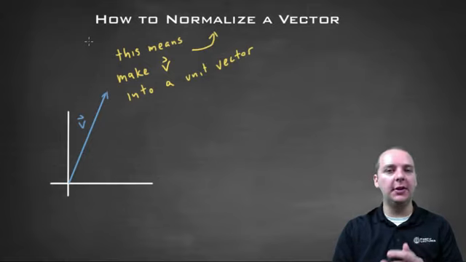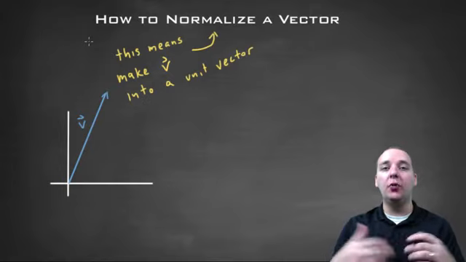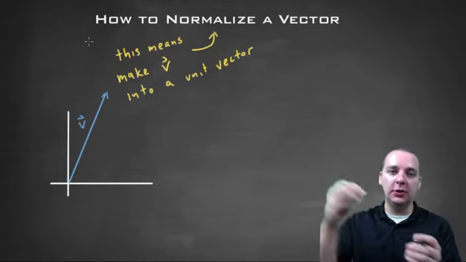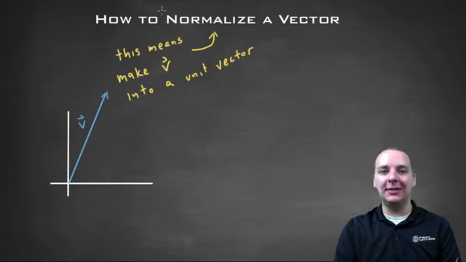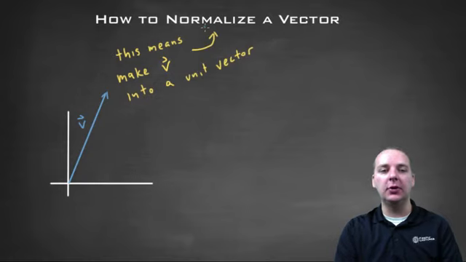Sometimes it'll be necessary to take a vector that's not a unit vector, meaning that it's longer than length 1 or shorter than length 1, and write it as a unit vector, which means scale it either to be shorter or longer than it currently is to where it only has length 1. This process is called normalizing a vector. So that's what that means. If you hear that word or somebody asks you to normalize a vector, that's what they're asking you to do.